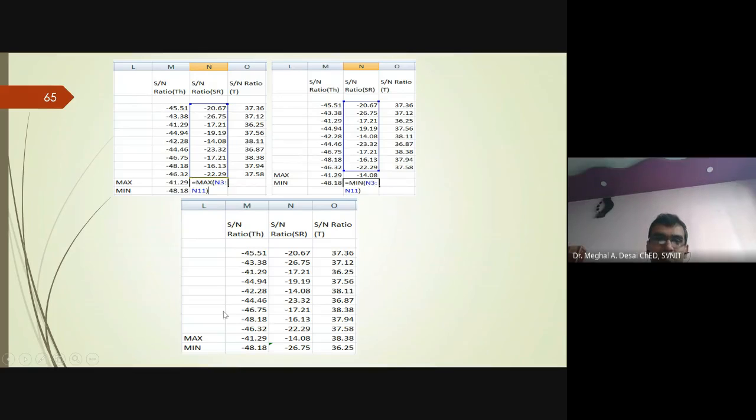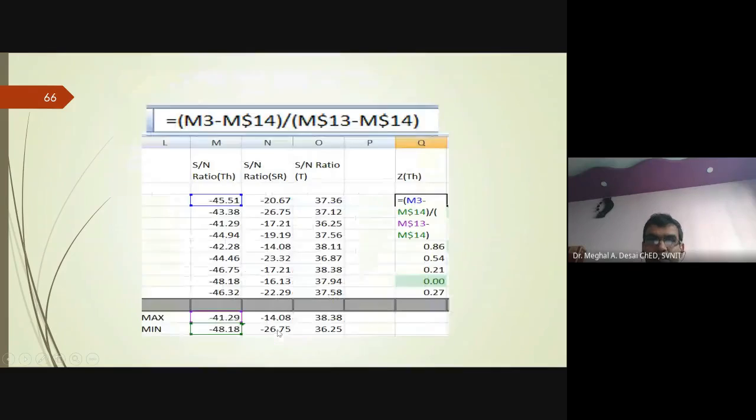So you will have maximum and minimum value for all the responses, that is thickness, surface roughness, and the transmittance. All the values you have. Then the equation Z: actual value minus minimum value divided by the difference between maximum and the minimum value. So once I have written the equation, I will scroll down just to get all the information.